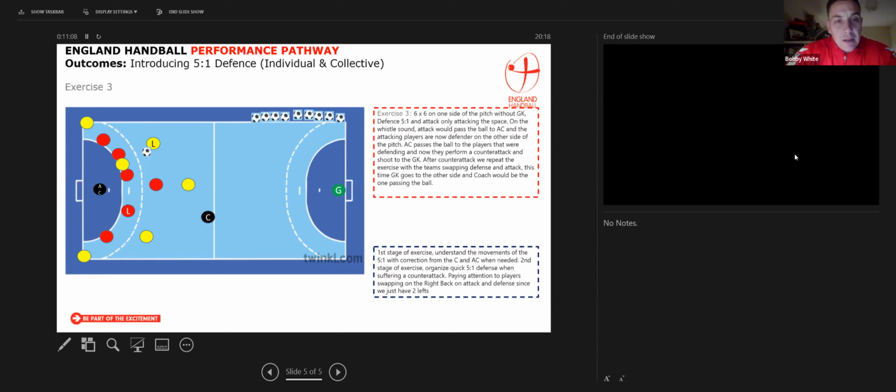Personally, I'm not convinced that this is going to bring the best outcomes for this age and stage of player for teaching 5-1 at this stage. That's my view. I think it should be changed to be simpler.